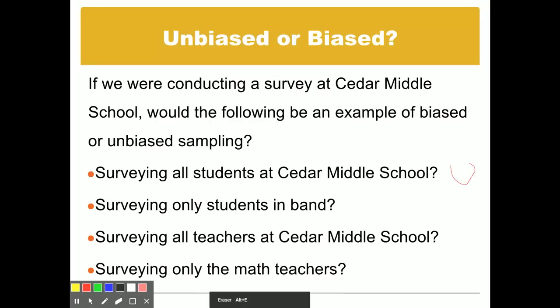Now, if we're surveying all students only in band, that is going to be biased. And the reason it's going to be biased is, well, think about that. If you're doing a survey on the favorite elective and a student chooses to be in band, what are they going to say their favorite elective is? They're going to say it's band. But that might not represent the entire population. To another student, their favorite elective could be AVID, or it could be being a TA, or it could be art, or STEM, or robotics. But you only surveyed students in band, so you got more band answers than you did anything else.